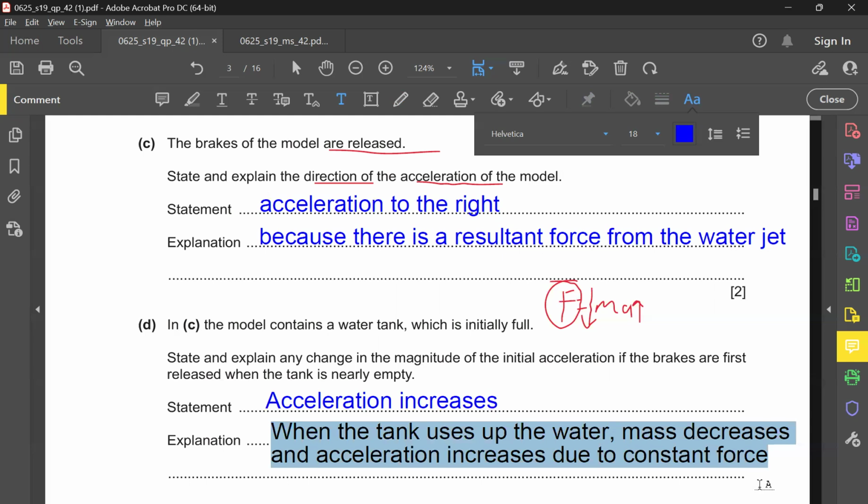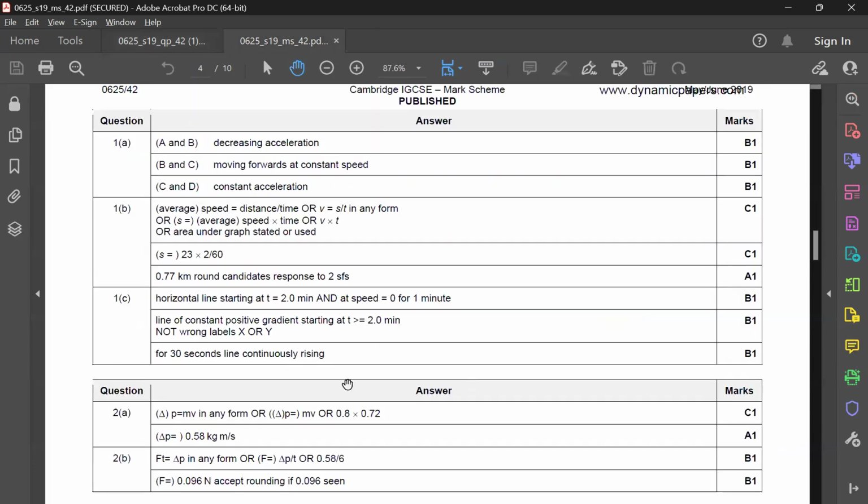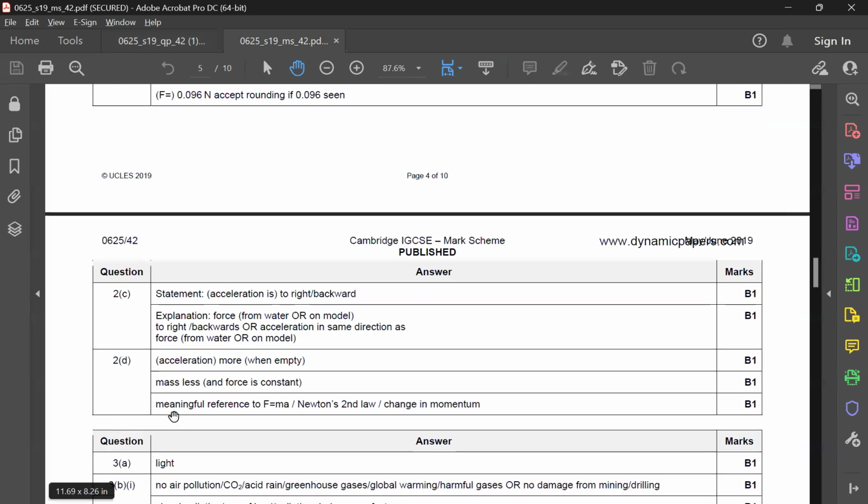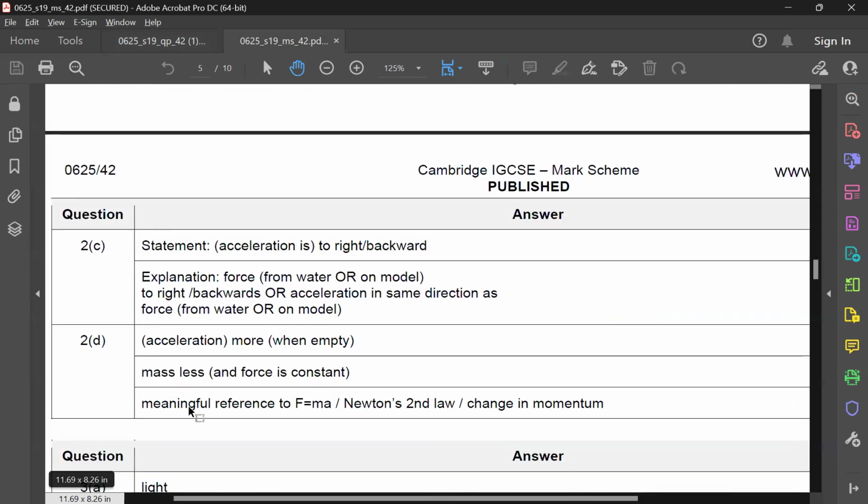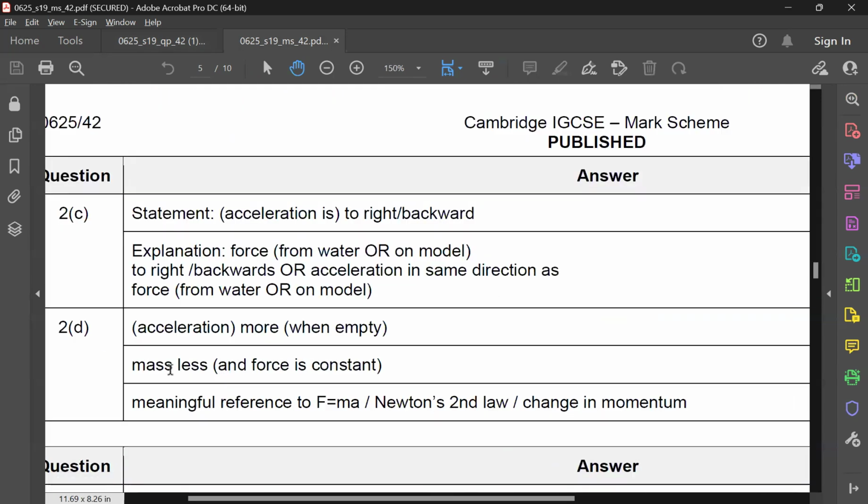You say constant force. I think so. Let's check. Yeah, I mean, if you wrote mass less, also they give you already.